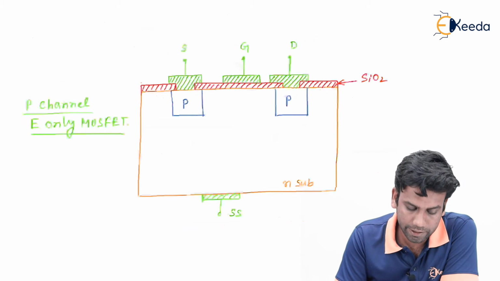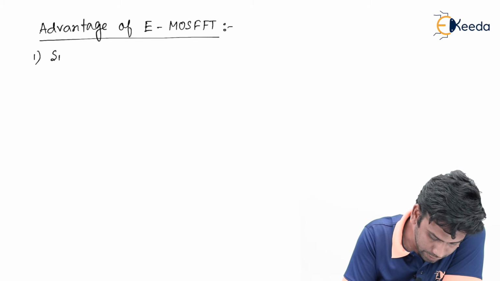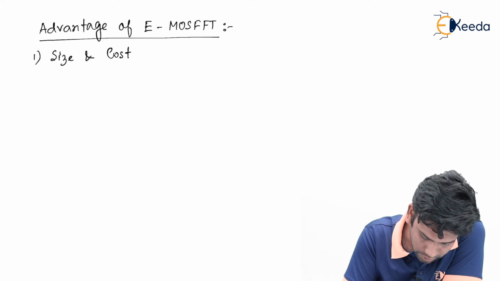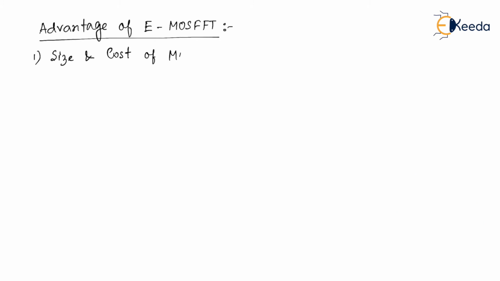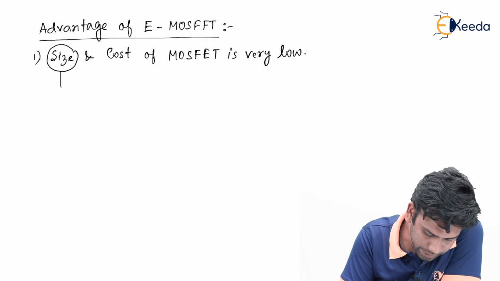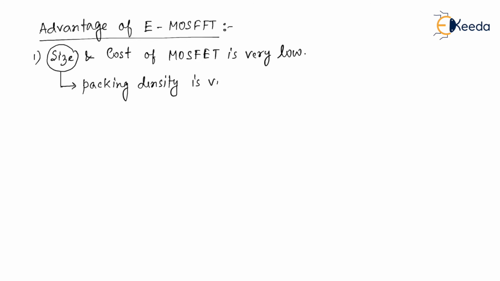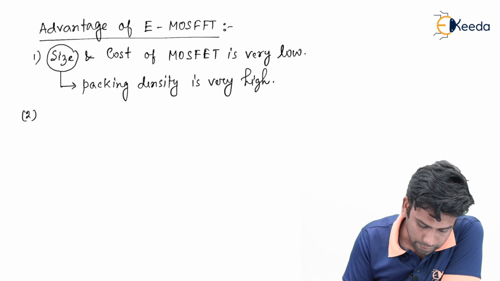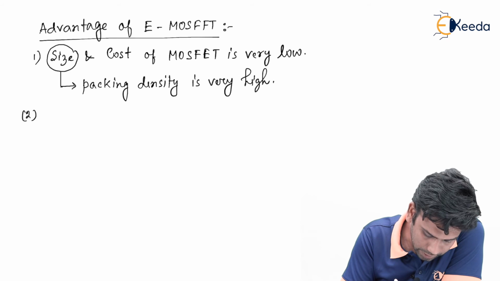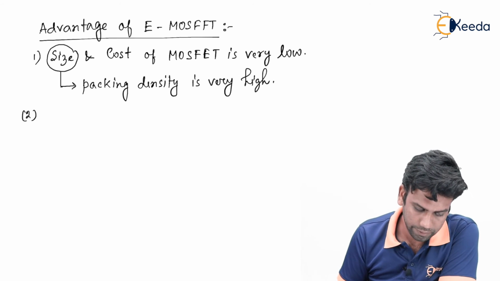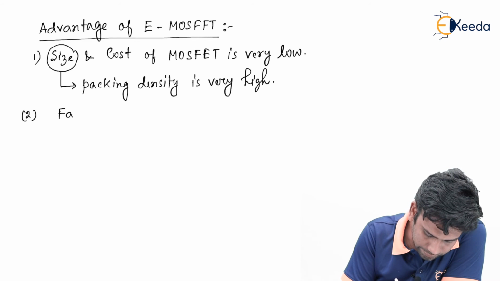Now let us look at the advantages of using this MOSFET, that is, the advantages of the E-MOSFET. The first advantage is the size and the cost factor. The size and the cost of the MOSFET is very low. Since the size of the MOSFET is very low, that means in a MOSFET chip the packing density can be very high. Secondly, fabrication of the E-only MOSFET is done using VLSI technology, which is a very easy technology, so the fabrication method is very easy.